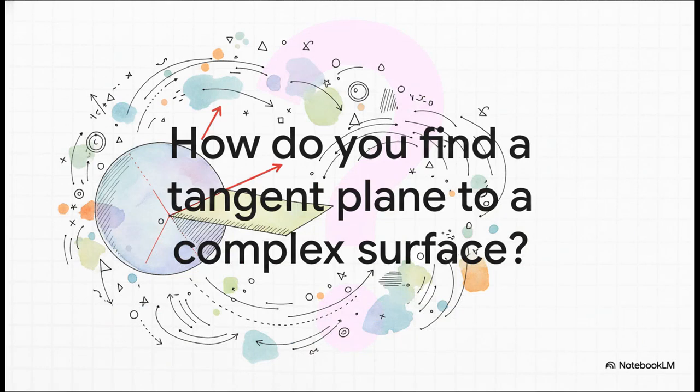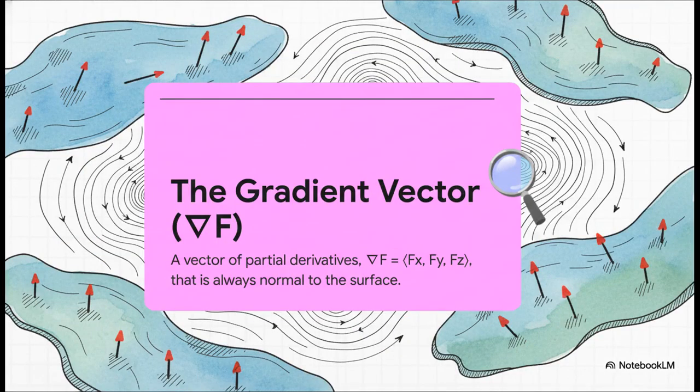Look, if you have a simple function, something like z equals f of x and y, finding a tangent plane is pretty straightforward. You've probably done it a bunch of times. But what happens when things get messy? What about a sphere, where all the variables are kind of tangled together? How in the world do you find a vector that's perpendicular to that? It seems a lot harder, right? But the solution is actually surprisingly elegant. And that solution is the gradient vector.